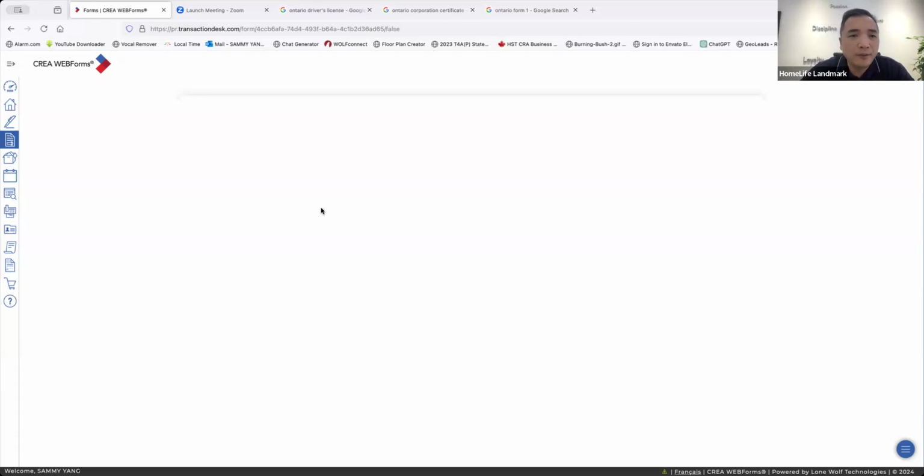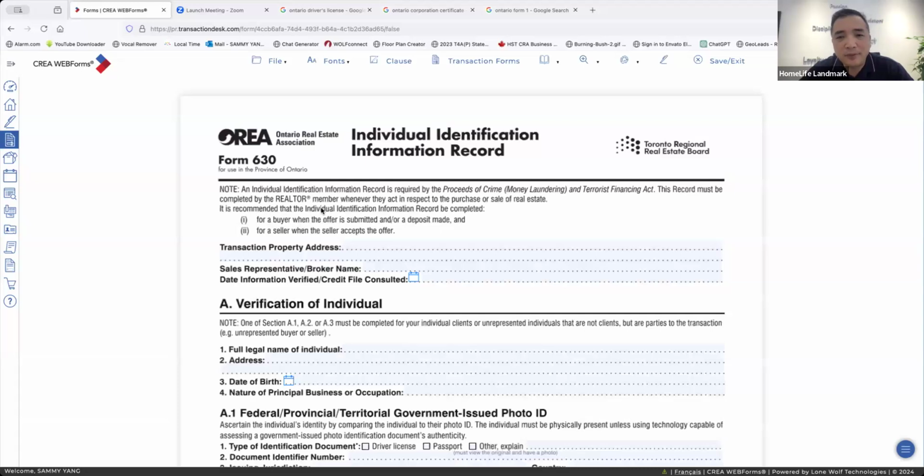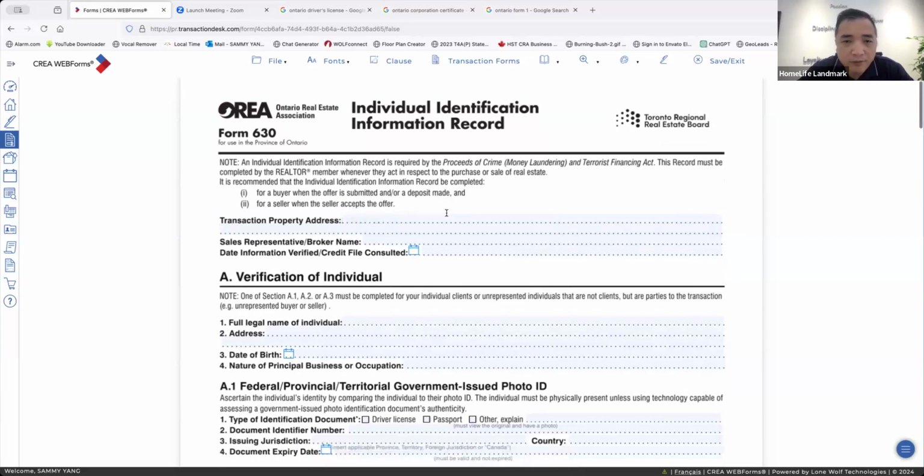It's really, really slow. Okay, so when we waiting for the form loading, so usually when you prepare the offer, at least when you prepare the offer, we need to ask a buyer, can you please show me the photo ID? The photo ID usually is a driver's license. And yeah, maybe the form is here. We quickly go through the form.